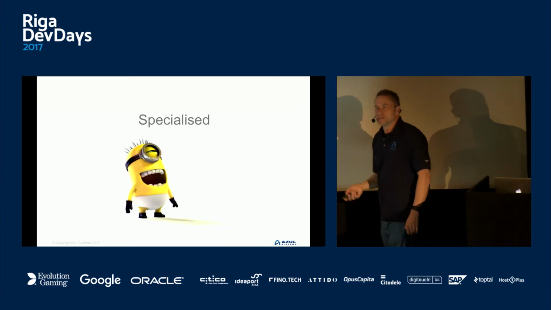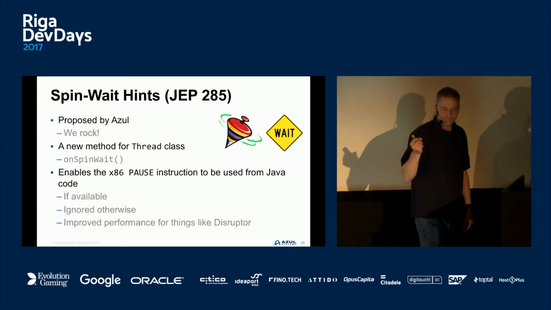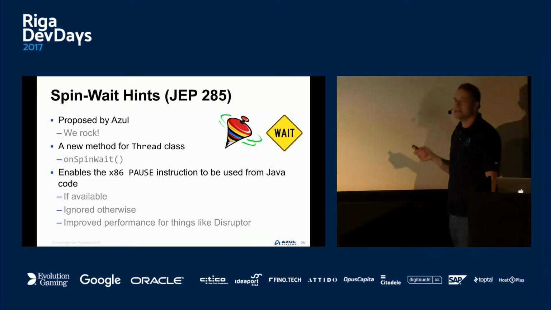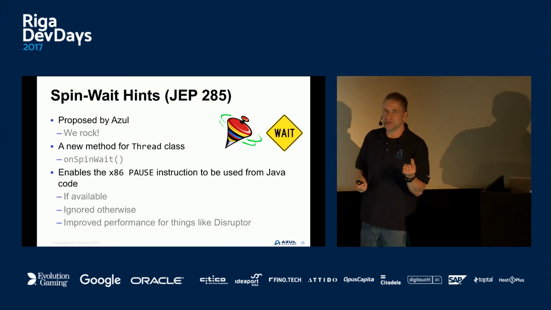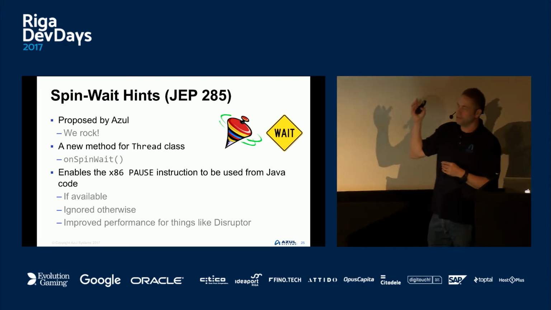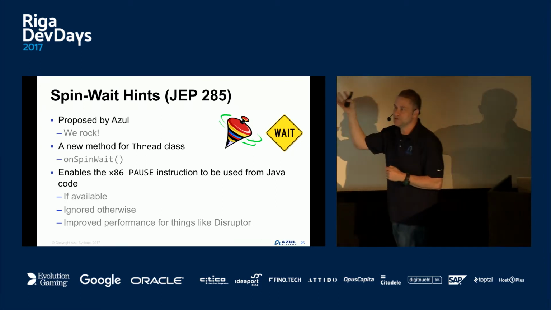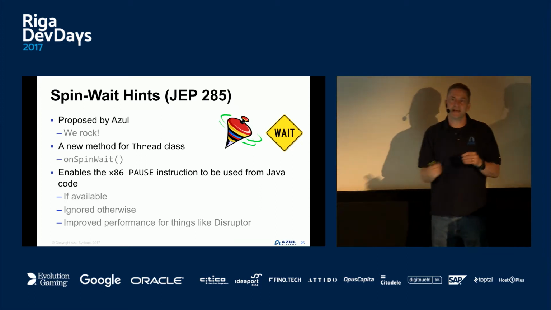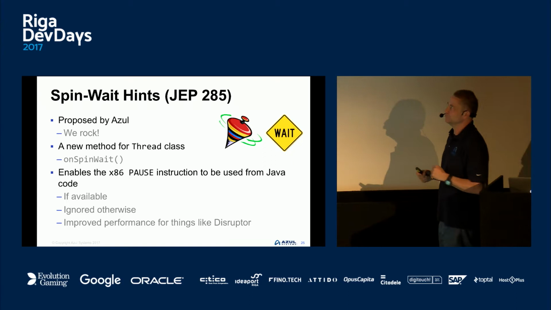A few specialized things are being changed in JDK 9. The first one of these is a thing called spin-wait hints. This is a single method which is being added to JDK 9. We are very proud of this at Azul because we are the company that submitted the JEP, the JDK enhancement proposal, for this, and it's the first one that's been accepted by Oracle from people outside of Oracle, so I think we rock.